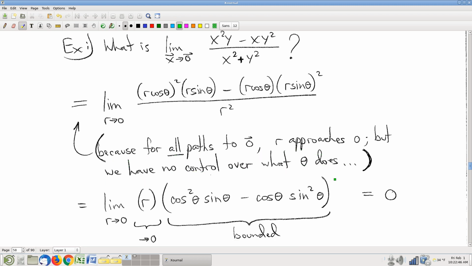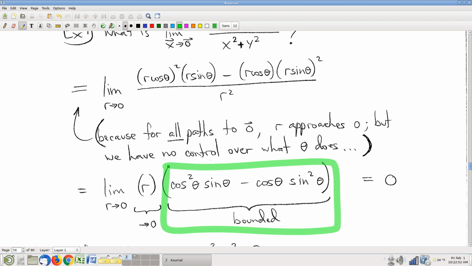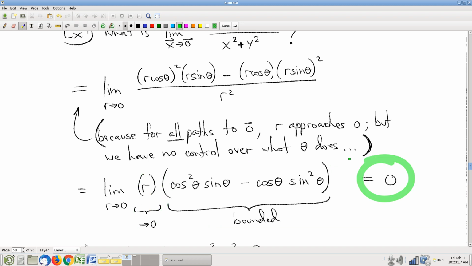And we observed that, well, yeah, you do get lucky sometimes. So, for example, here, just because r is approaching 0, that doesn't tell me anything about theta. Theta could be going all over the place, wacky, crazy formulas for theta. But no matter what theta is doing here, this expression is bounded. And something that's bounded, when multiplied by something that's approaching 0, doesn't really matter how crazy it is, right? So this limit, in this case, is 0. That's the idea here, right?